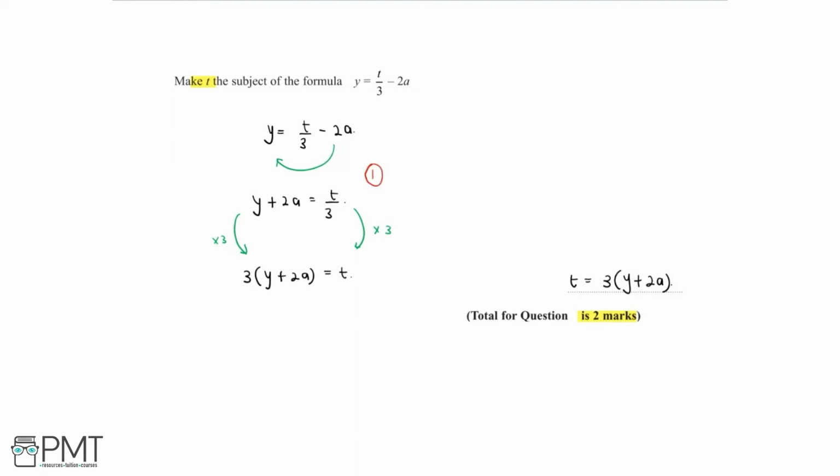And then we get the second and final mark for getting the correct final answer of t is equal to 3 brackets y plus 2a, allowing us to get the full marks needed in this question.